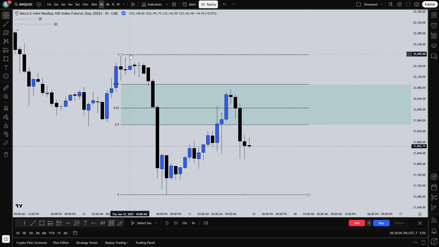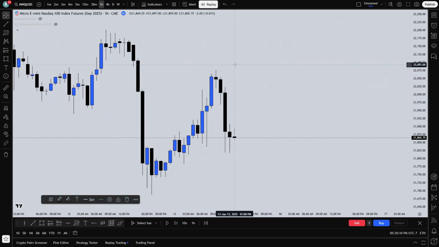Also, there's a thing called equilibrium. So I do want to get into equilibrium. It's almost the same thing as a price leg.